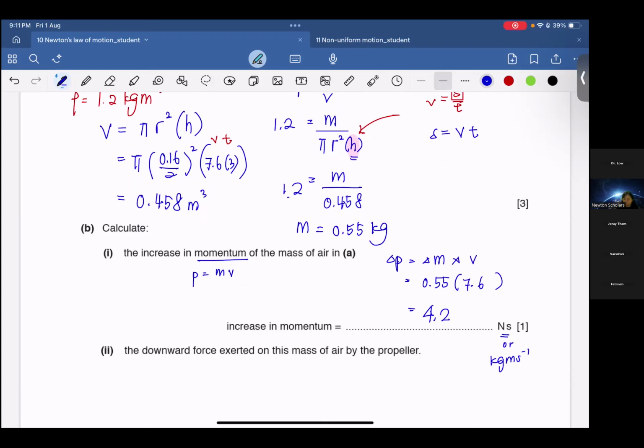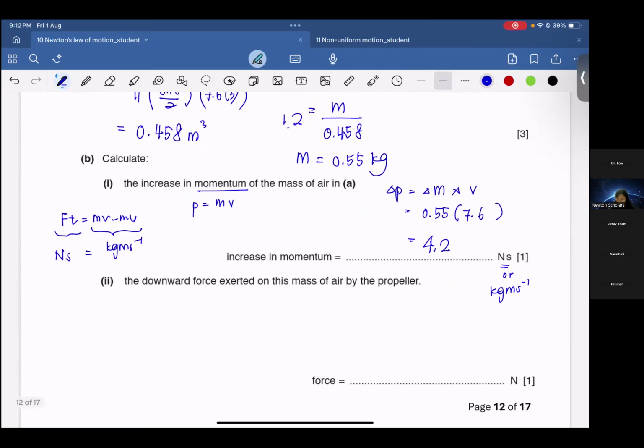Okay, from Year 10 we learn Ft equals mv minus mu. So if this is mv minus mu, it will be kg m s negative 1. If it is F times T, this is Newton second. So these two units are the same. Okay? Now, boys and girls, calculate the downward force, the force exerted on the mass of A.